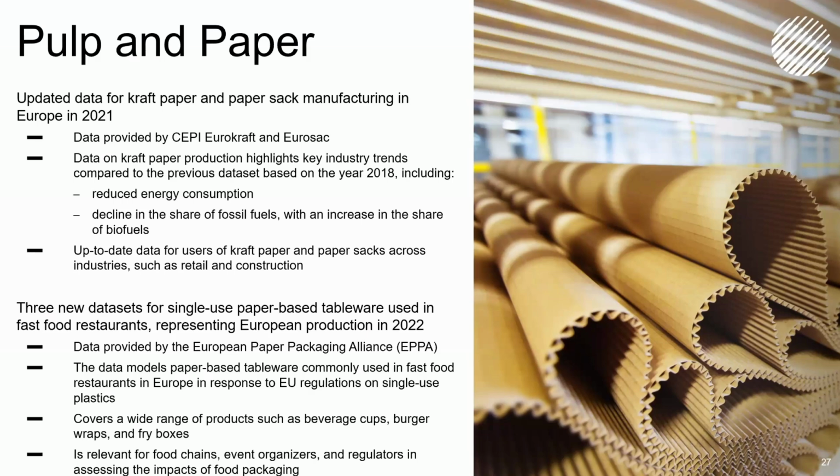The data covers a wide range of products commonly used in fast food restaurants. So we have, for example, data representing the production of beverage cups and lids, as well as ice cream cups and salad boxes. We have another data set representing the manufacturing of grease-resistant burger wraps and fry bags. And thirdly, we have data modeling the production of clamshells for serving of burgers. These data sets aim to support food chains, event organizers, and regulators who want to assess the environmental impacts of paper-based food packaging.